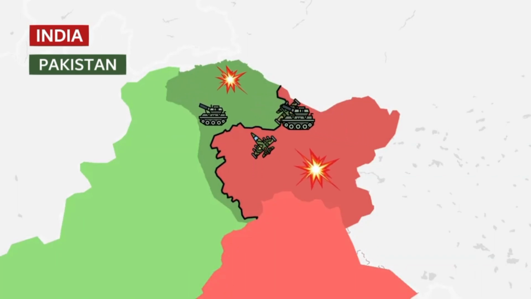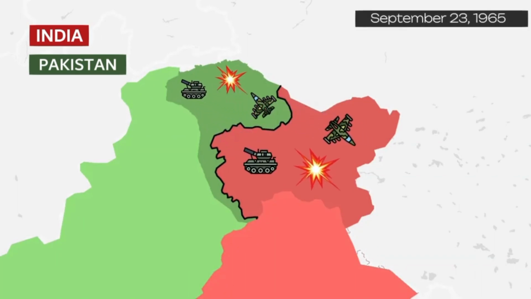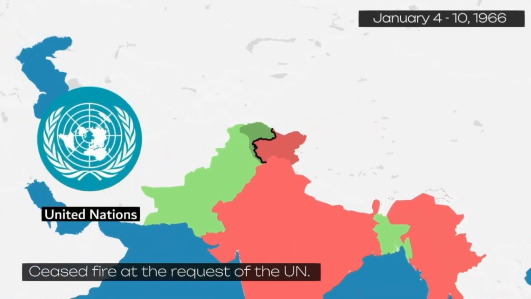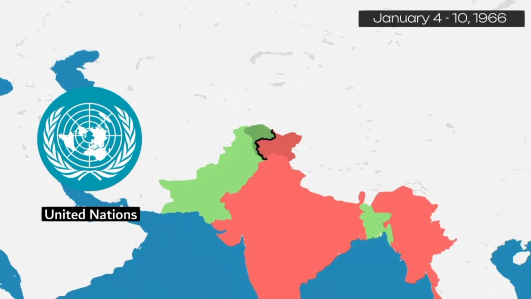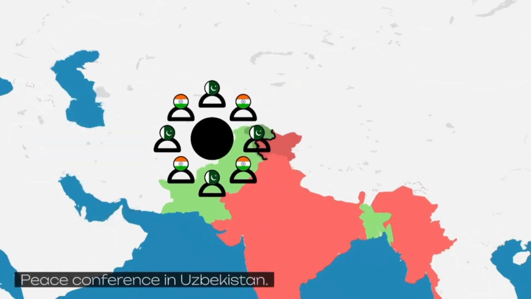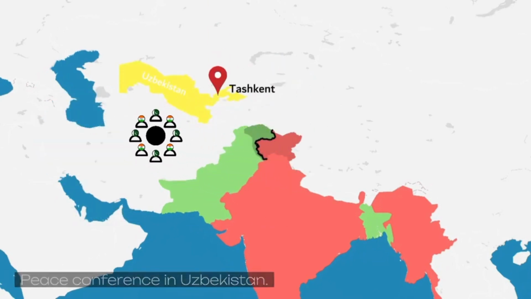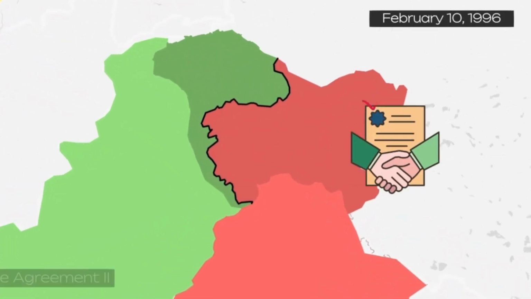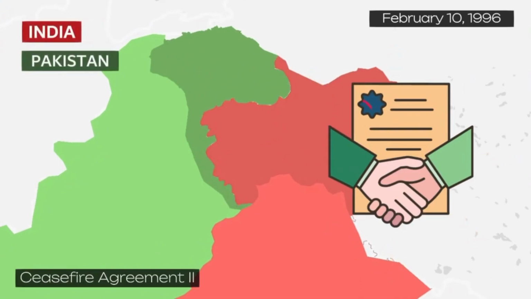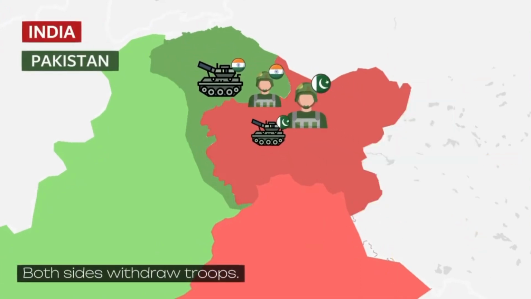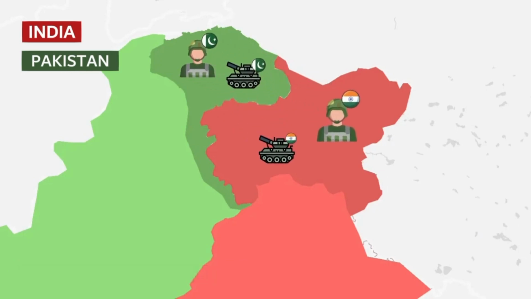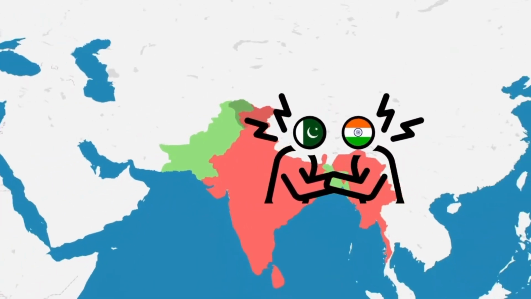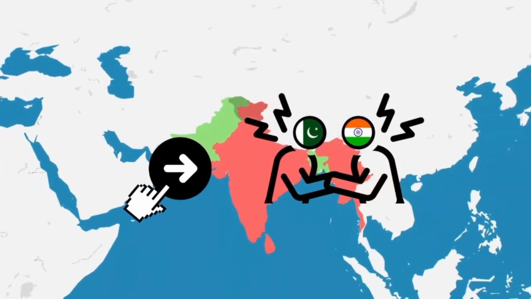After many fierce battles in which neither side gained victory, on September 23, the two sides ceased fire at the request of the United Nations. From January 4 to 10, 1966, a peace conference between India and Pakistan was held in Tashkent, now the capital of the Republic of Uzbekistan. The following month, an agreement was reached to restore the border of the two countries to the status quo before the war, with both sides agreeing to withdraw troops in the disputed area. This war killed more than 200,000 people, mostly civilians, but did not completely solve the border dispute between the two countries.